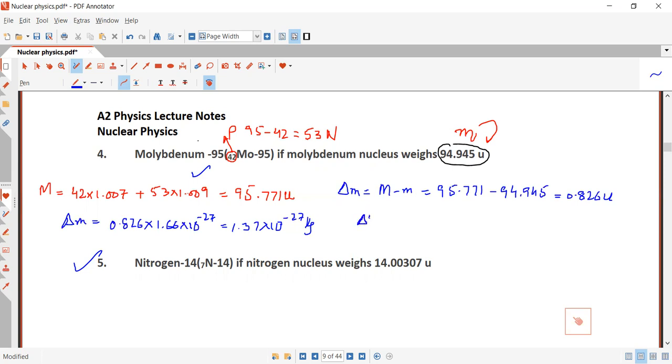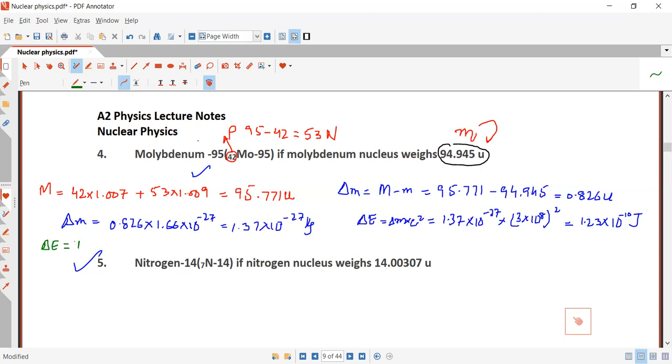If we want to calculate the binding energy, delta E equals delta M times C squared, where C is the speed of light. So the mass is 1.37 times 10 to the power negative 27 times the speed of light, 3 times 10 to the power 8, whole squared. Delta E is going to be 1.23 times 10 to the power negative 10 joules, right, students? I told you we can also convert it into million electron volts.